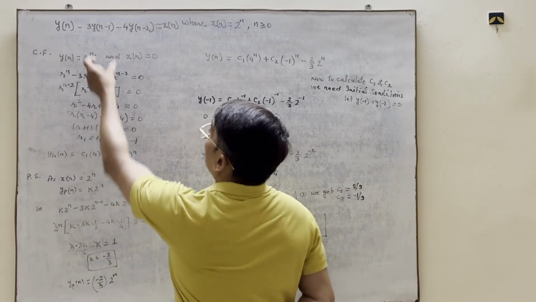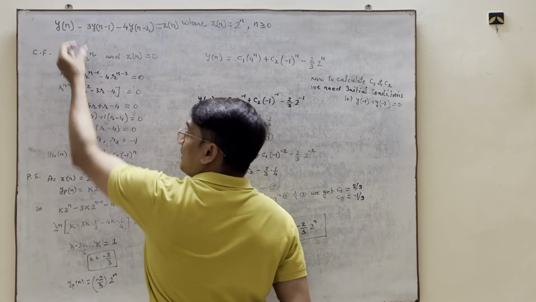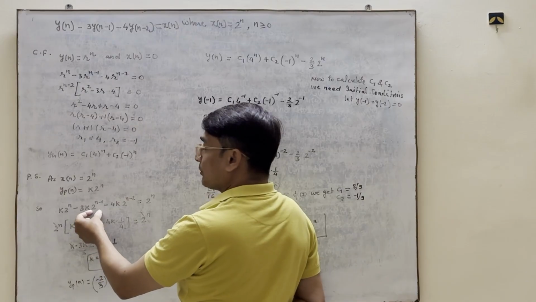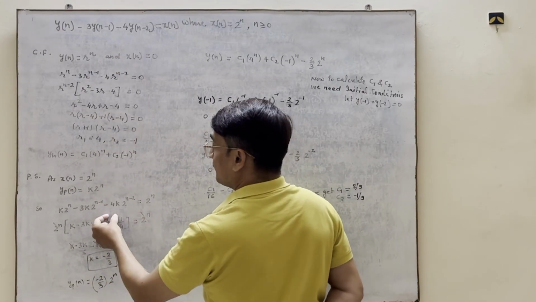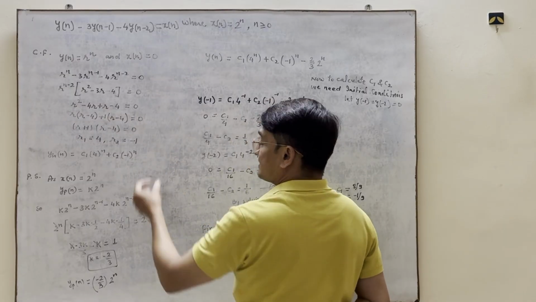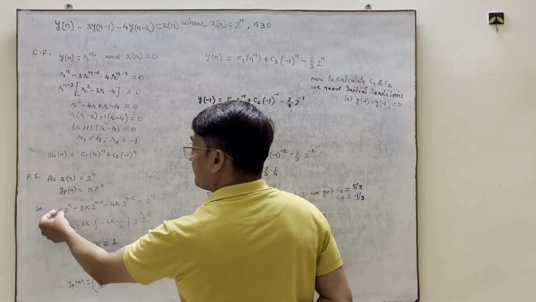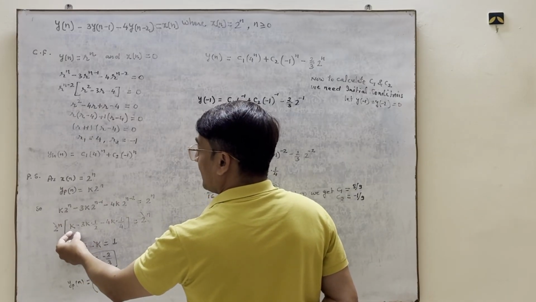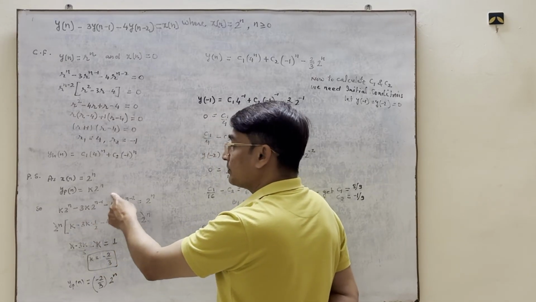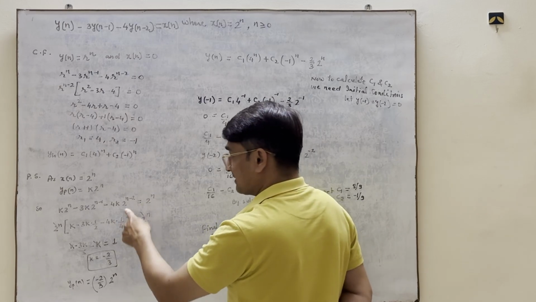So now we will replace this equation completely. y[n] will be k 2^n, 3y[n-1] will become 3k 2^(n-1), and minus 4k 2^(n-2), is equal to x[n], which is 2^n. So from this equation, take 2^n out, it will become k, minus 3k, and this will remain 2 to the power minus 1, which is 1 by 2, and then minus 4k 2 to the power minus 2, which is 1 by 4.